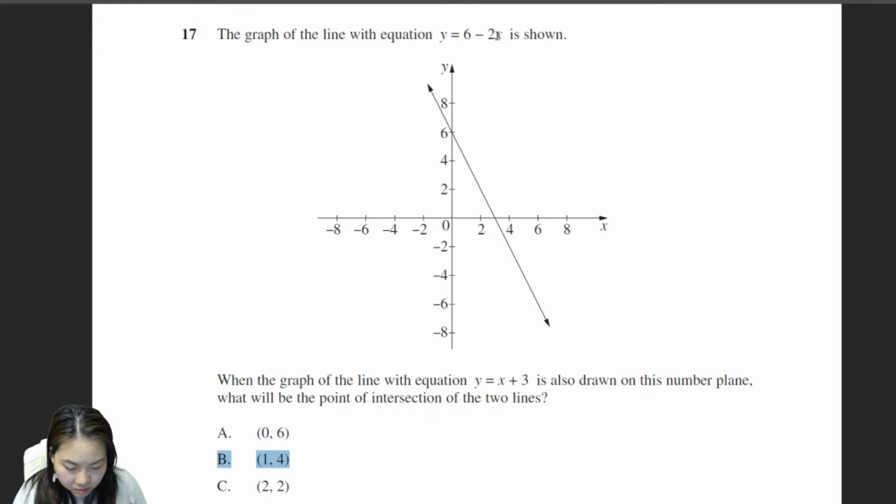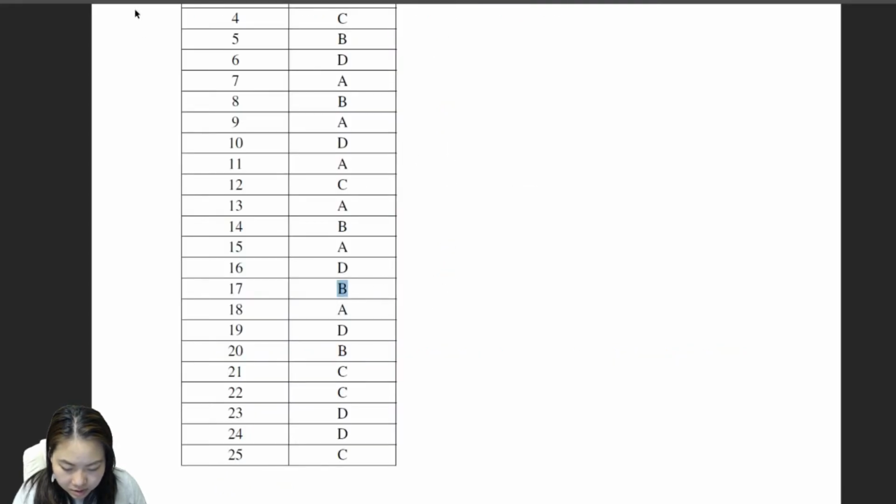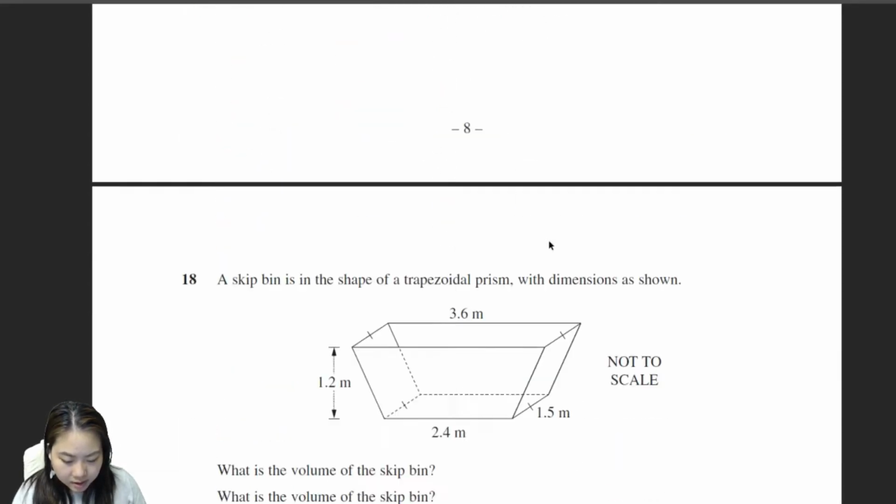So if x was 1 in this original line, it will be 6 minus 2 times 1. 6 minus 2 is 4. So it is 1, 4. Yeah, I'm confident. 17B. Good. 18.